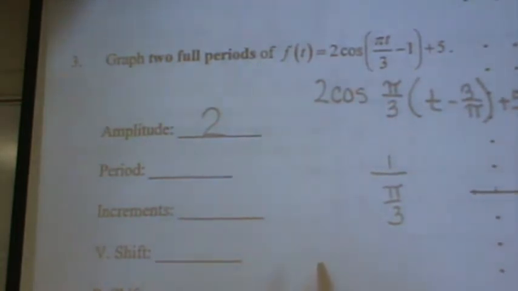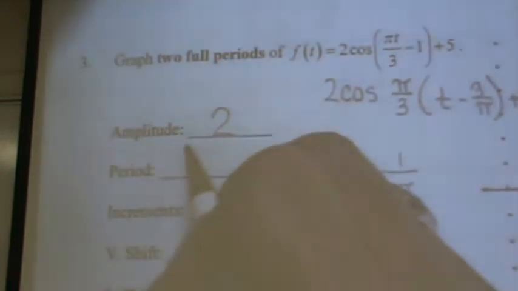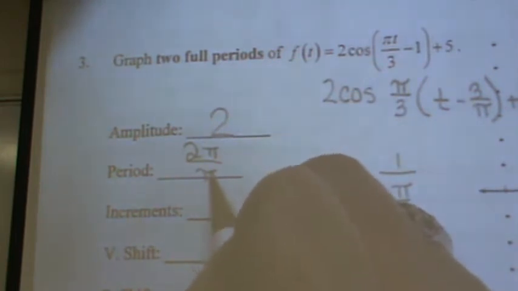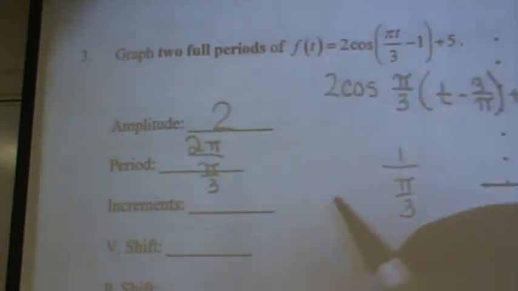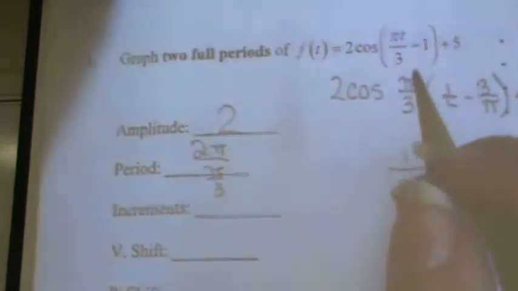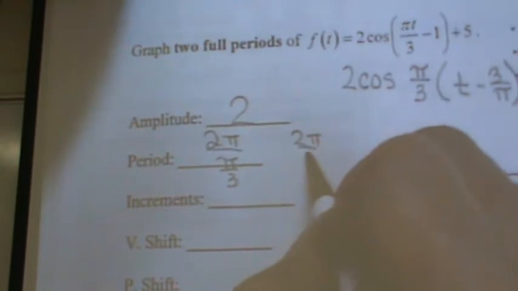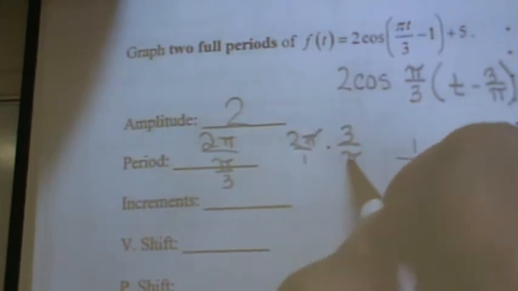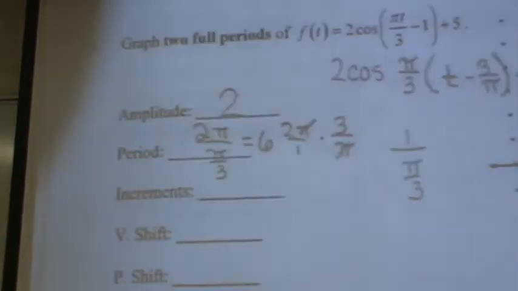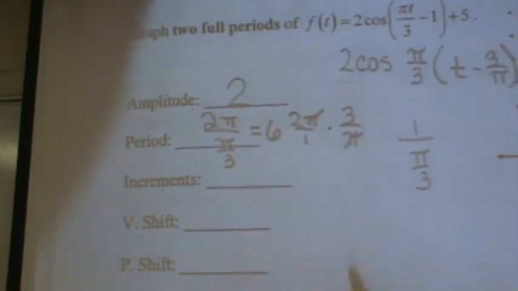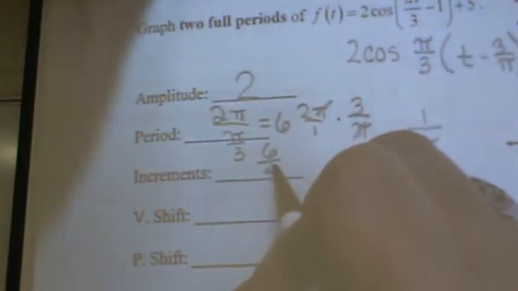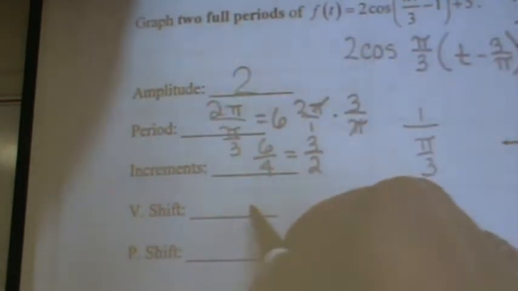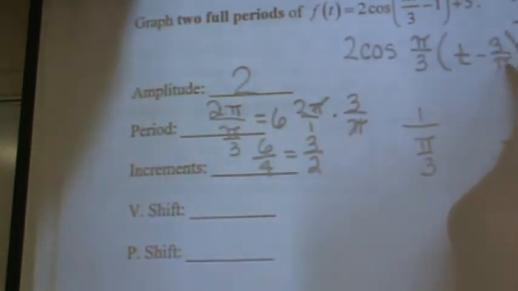Questions? They're going to get harder. How do you find your period? It's going to be 2 pi over 3. So how do you do that? How do you do 2 pi over 1 times 3 over pi? What's going to happen? What's your answer? 6. So your period is 6. Your increments, you're going to take this number and divide it by 4. So you get 3/2. Your vertical shift, you're going to take this and it's to the right.